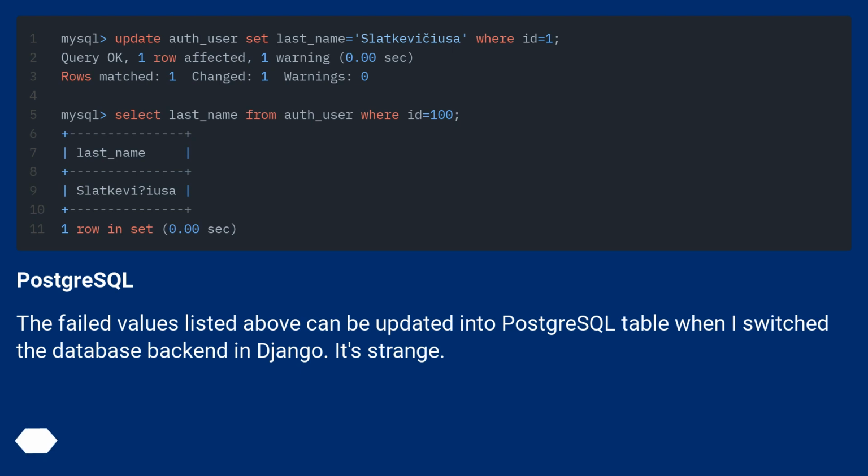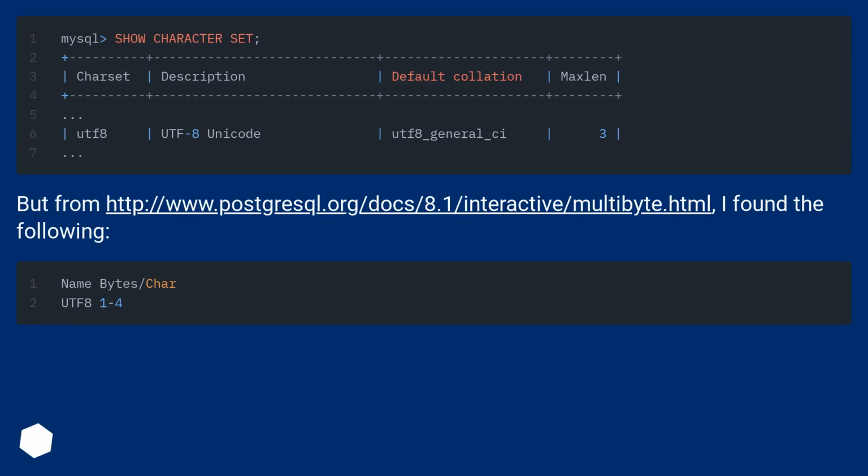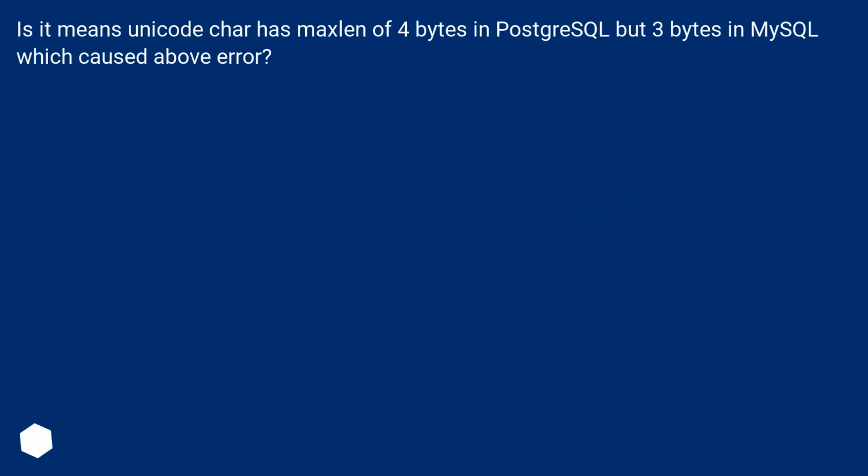PostgreSQL. The failed values listed above can be updated into a PostgreSQL table when I switch the database backend in Django. It's strange. But from this URL, I found the following. It means a Unicode char has a max length of 4 bytes in PostgreSQL but 3 bytes in MySQL, which caused the above error.